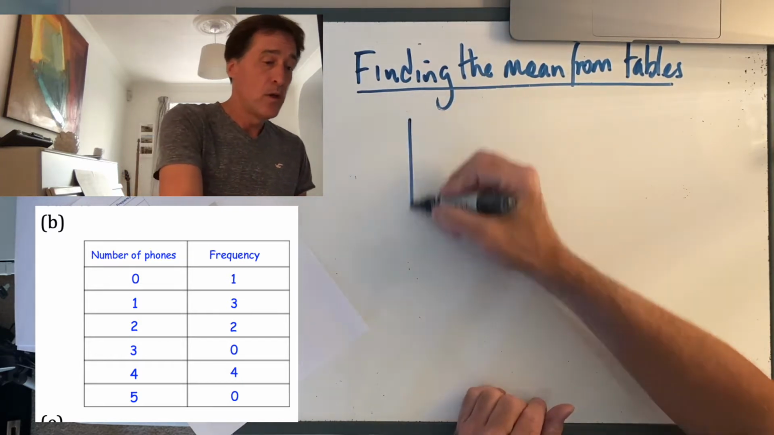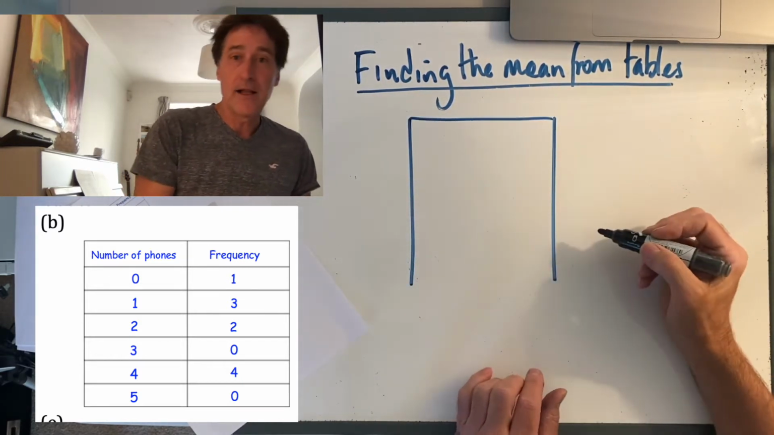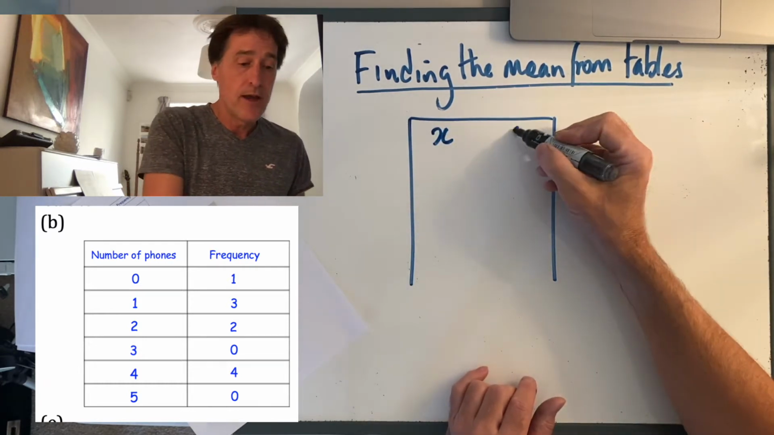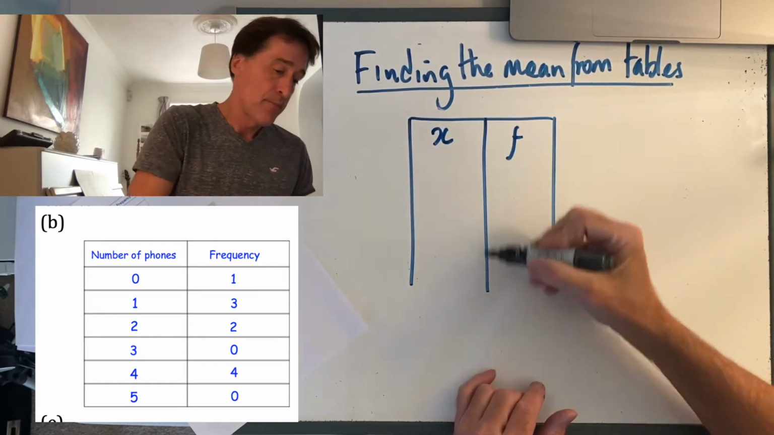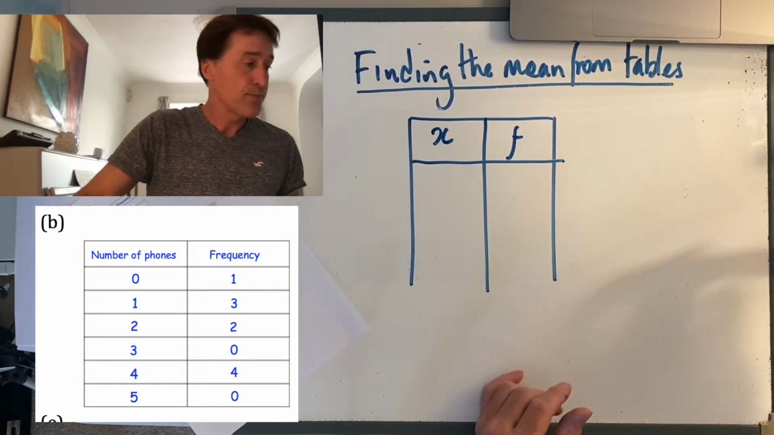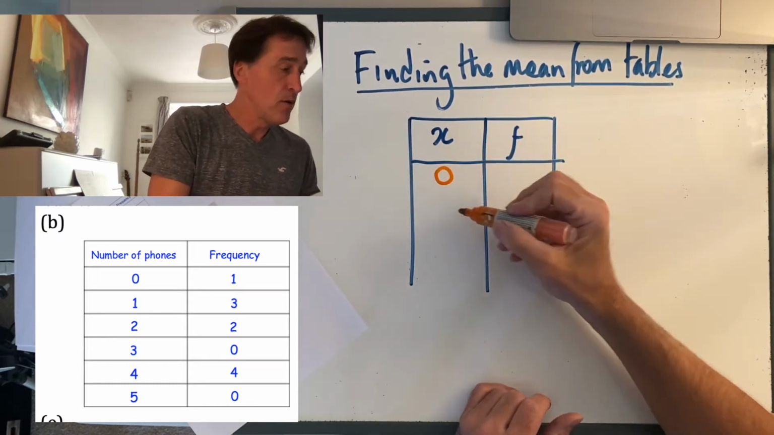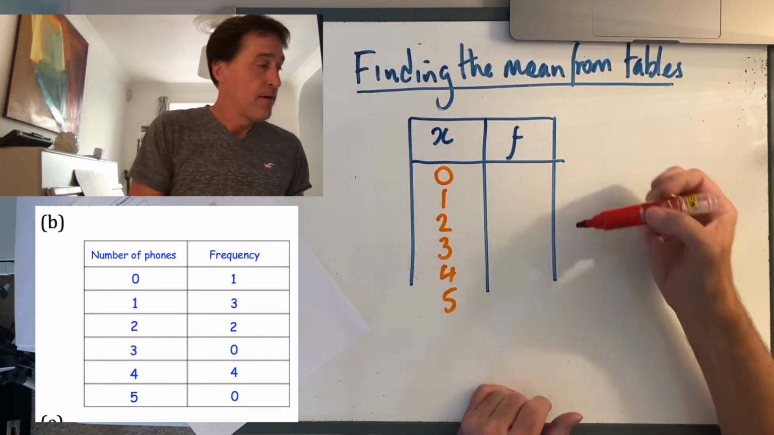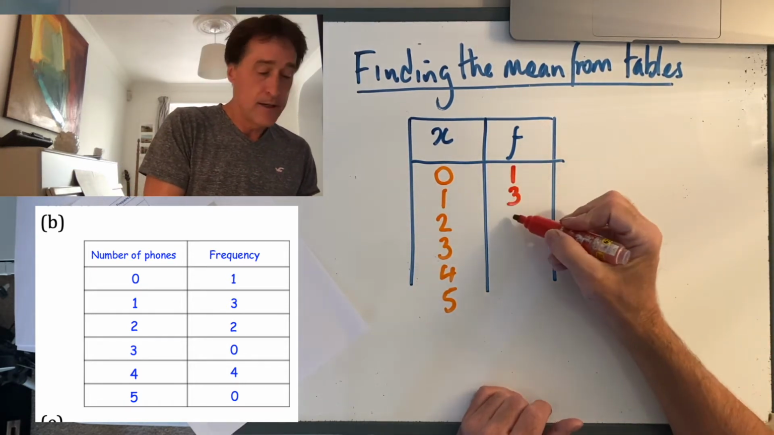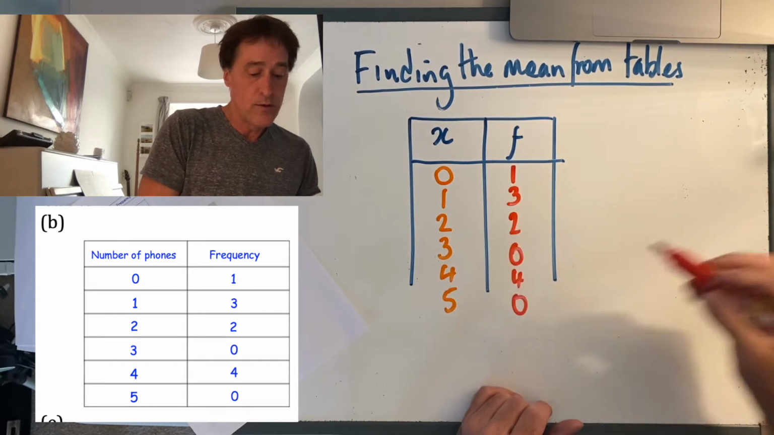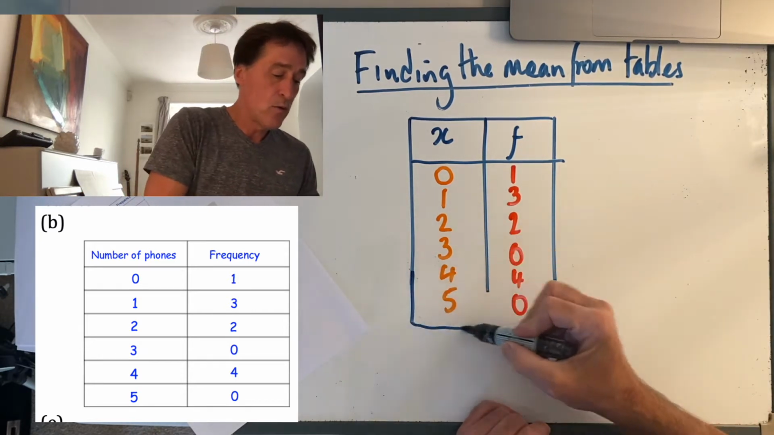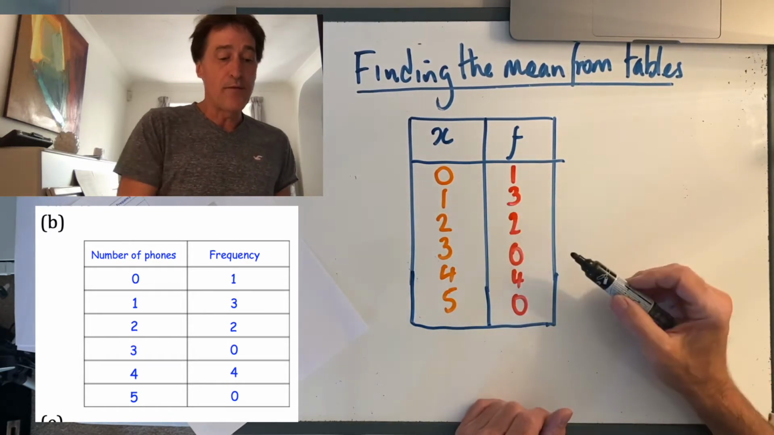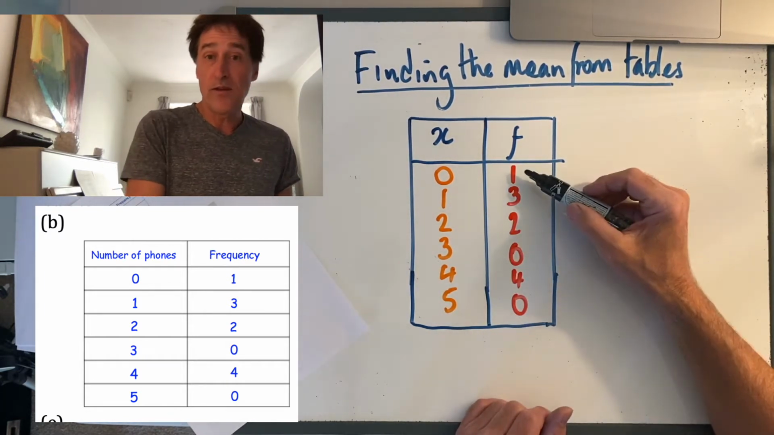Okay, so we start off with the table that you can see, and we're going to say number of phones, and we call that X. X represents the number of phones, and frequency, how many. So let's see if we can understand this table. Number of phones, 0, 1, 2, 3, 4, and 5. And 1, 3, 2, 0, 4, 0. So what does this table tell us? Well, it says here that 3 people had 1 phone, 2 people had 2 phones, someone had no phone.